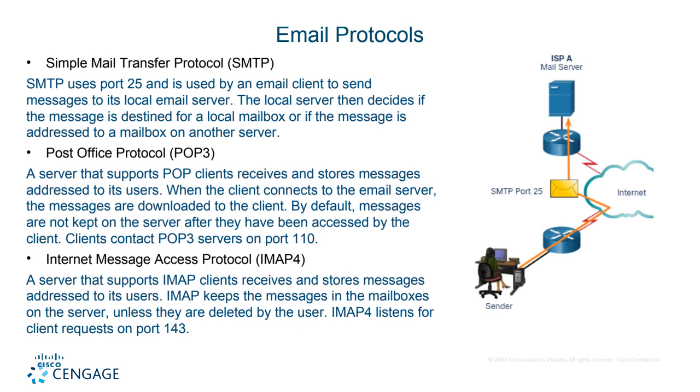Now, these are the differences between the email protocols. Please look at them. We have SMTP. It uses port 25 and is used by an email client to send messages to its local email server. Then the local email server will decide if this message is destined for a local mailbox or for another server. That's why it's called SMTP.